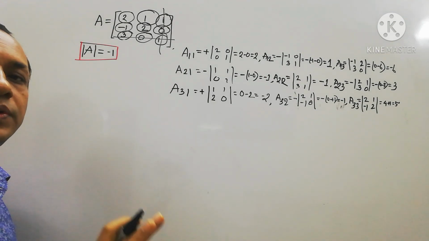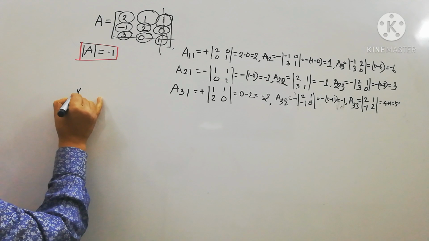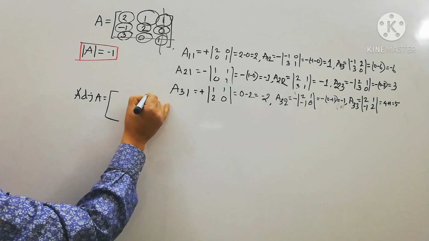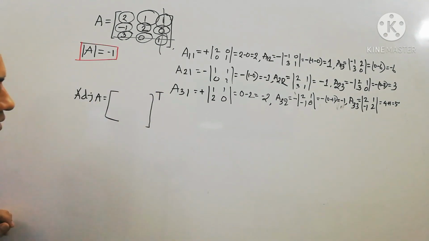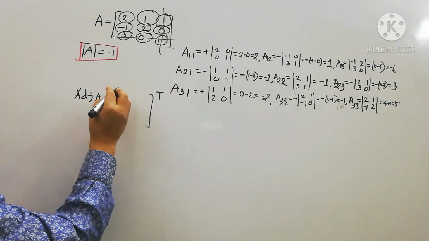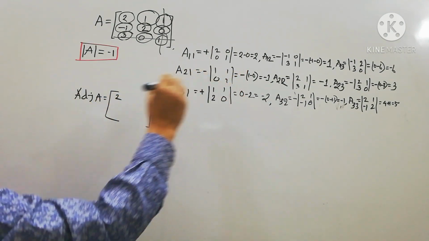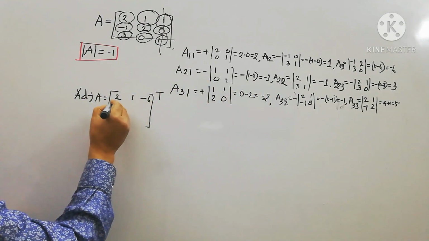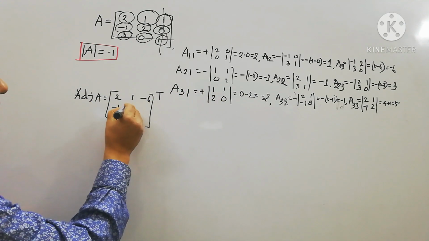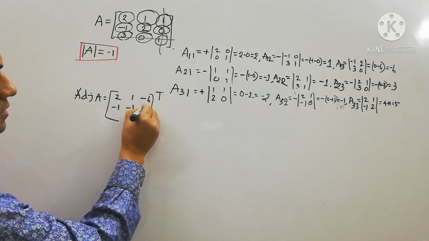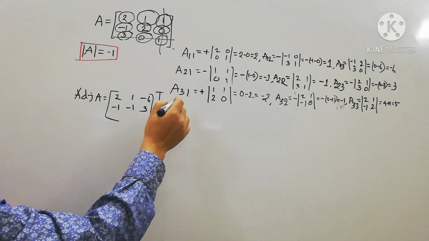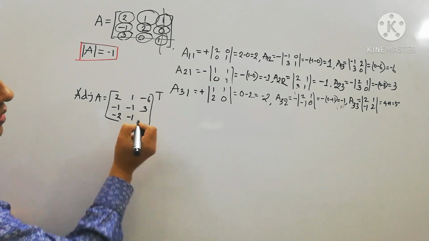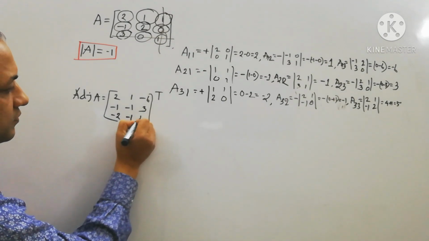by the definition of the adjoint matrix, students, adjoint equals the transpose of the cofactor matrix. The cofactors are: A11 is 2, A12 is 1 and A13 is minus 6. A21 is minus 1, A22 is minus 1 and A23 is 3. And A31 is minus 2, A32 is minus 1 and A33 is 5.